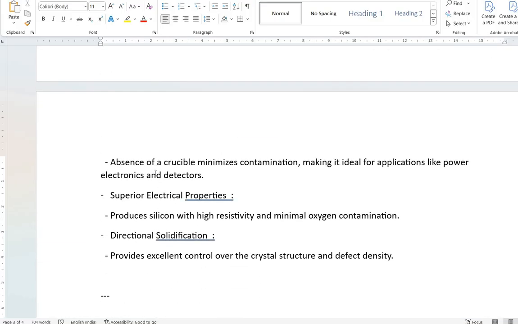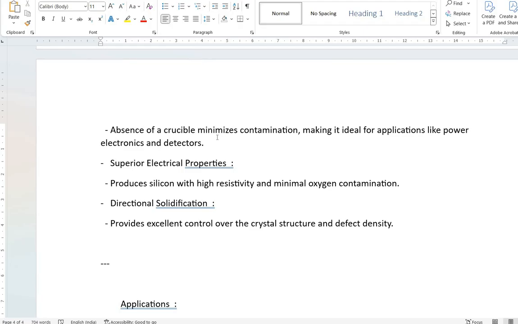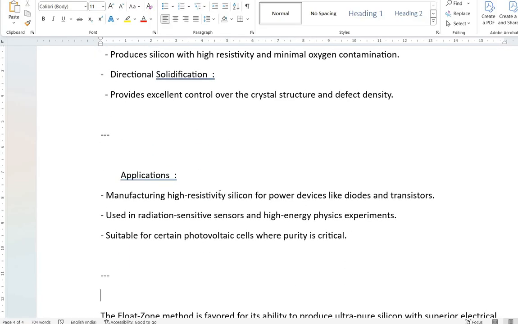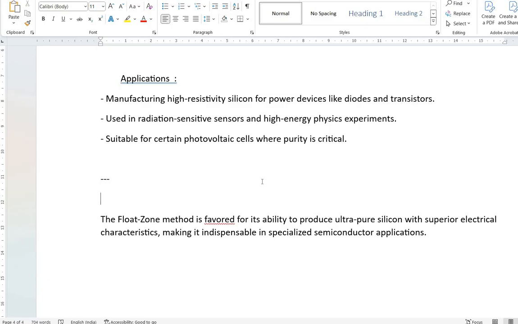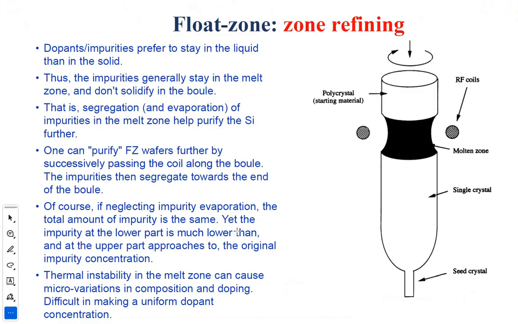Advantages: it is of high purity, and the absence of a crucible minimizes contamination, making it ideal for applications like power electronics and detectors. It has superior electrical properties and directional solidification. Applications: it's used in manufacturing high resistivity silicon for power devices like diodes and transistors, in radiation sensitive sensors and high energy physics experiments. It's suitable for certain photovoltaic cells where purity level is critical. So the float zone method is favored for its ability to produce ultra pure silicon with superior electrical characteristics, making it indispensable in specialized semiconductor materials.